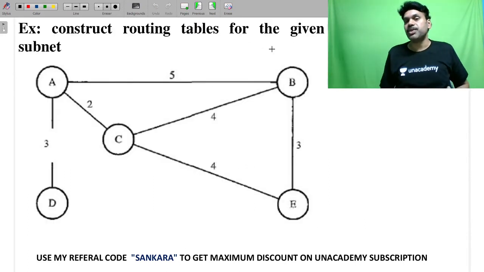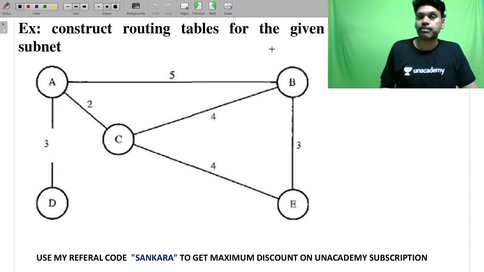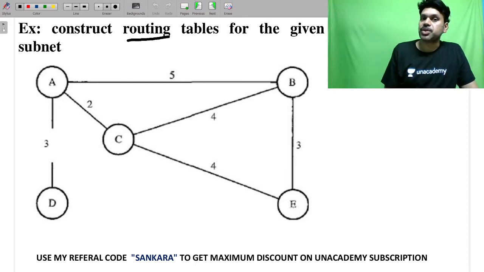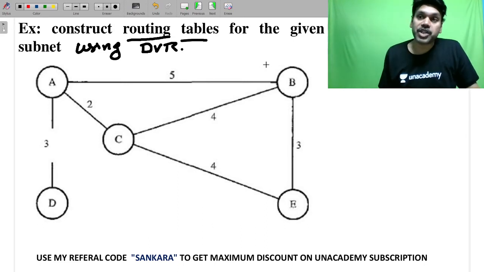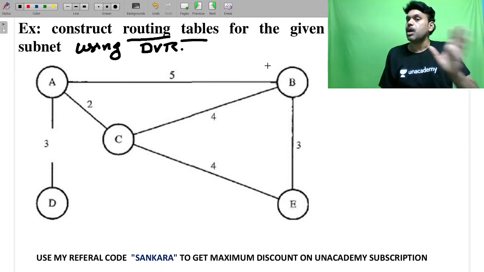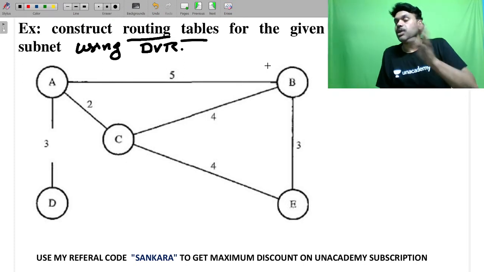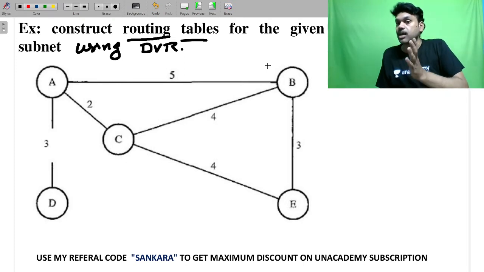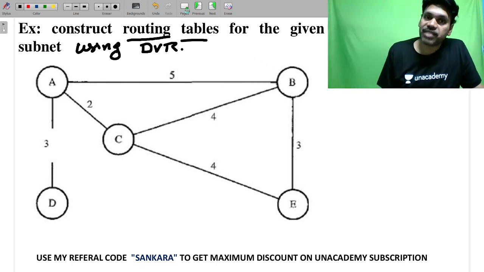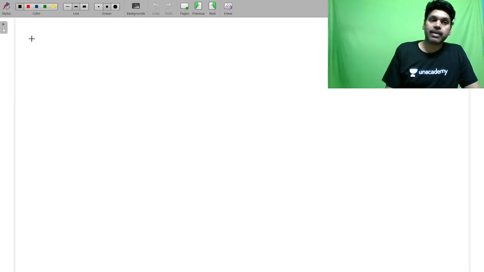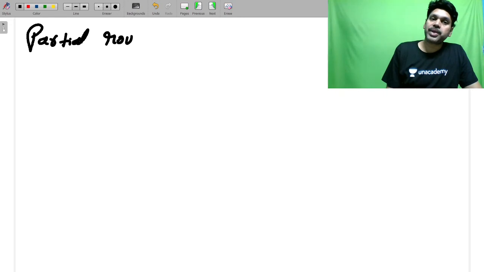So I'm going to give you an example. Observe carefully. He is asking to construct routing tables for a given subnet using distance vector. Okay. First, I will calculate partial tables. Partial tables means what? Up to neighbors only. Then I will complete it using the vector tables to find the non-neighbor distances. First, let us write partial tables. Partial routing tables.